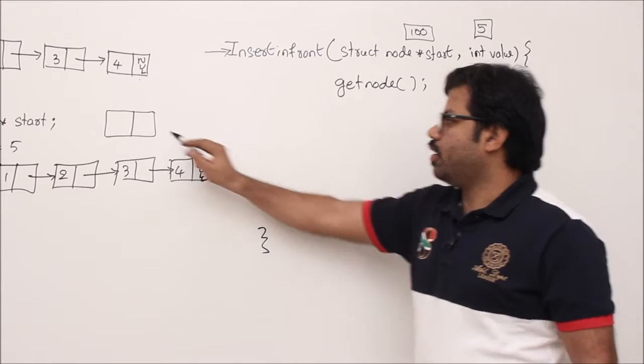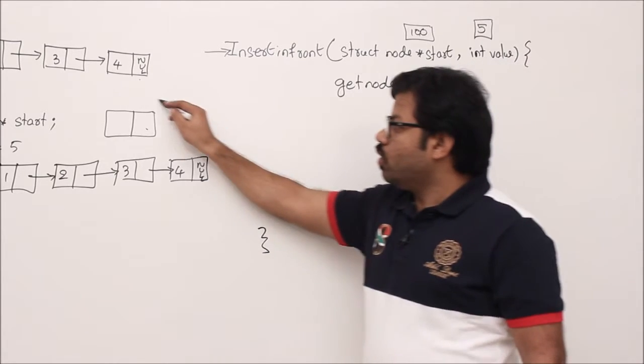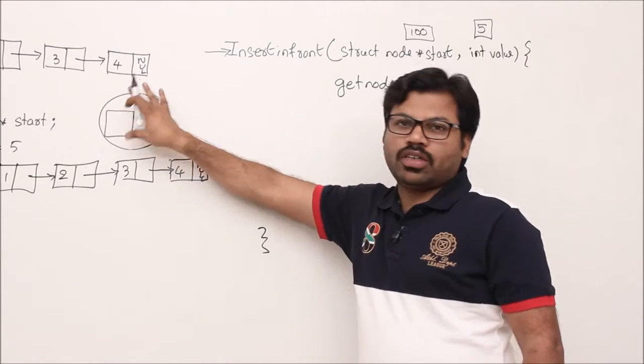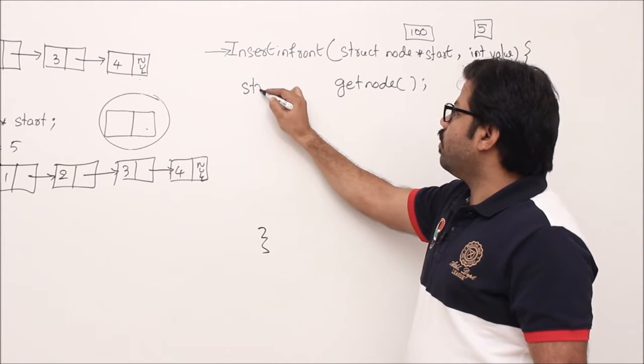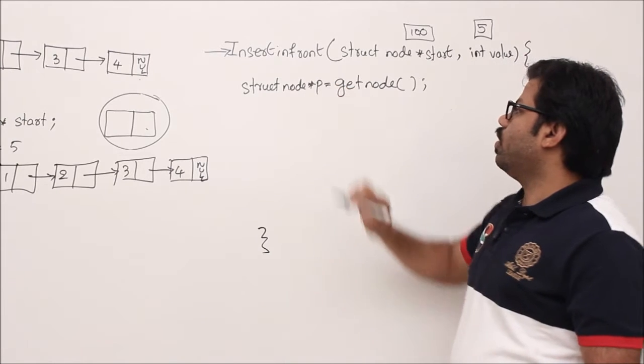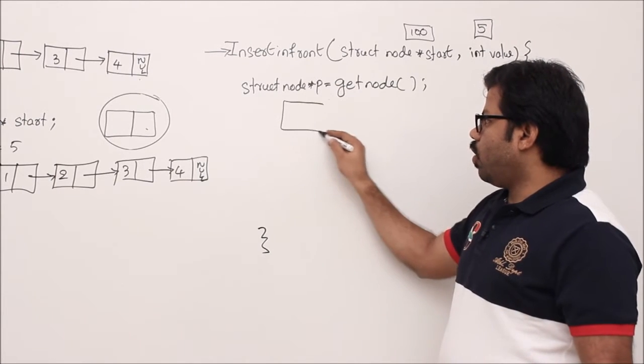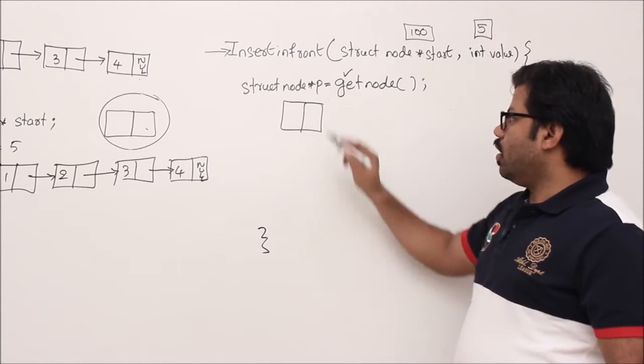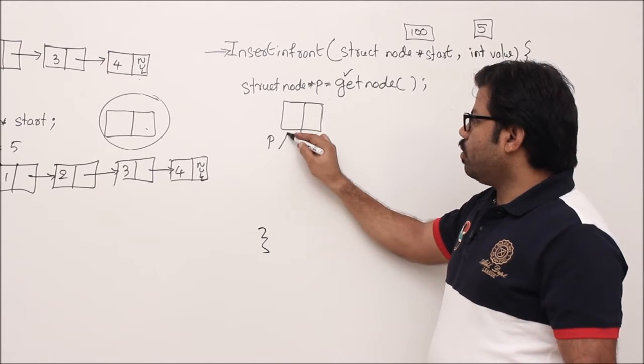GetNode is going to give you this kind of box. Let me show it here. Now, we have to remember the address of this box. For that, definitely this is very important: struct node pointer p equal to getNode. Now what happens because of that? The box is created, done. Now p is going to be the pointer to that.